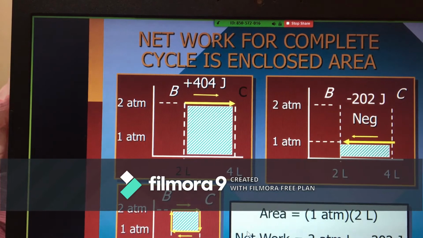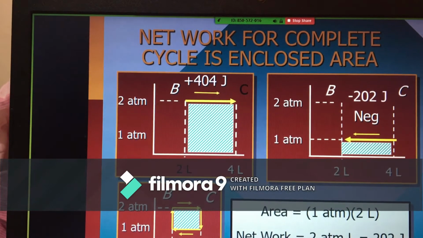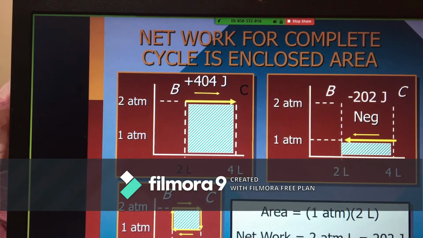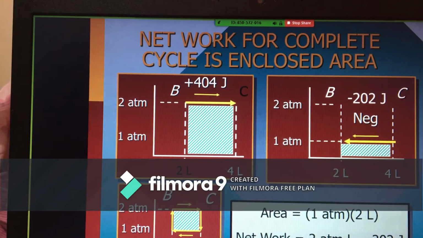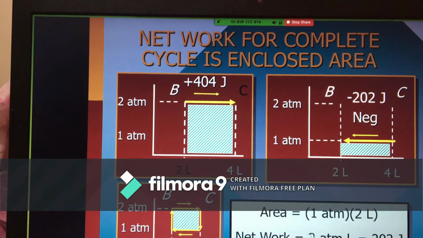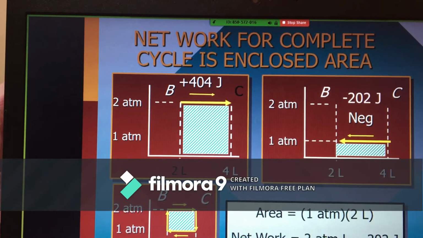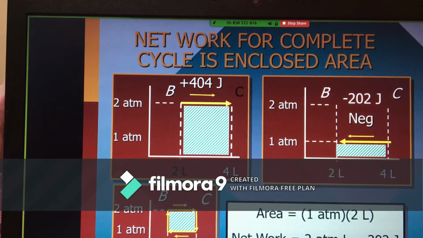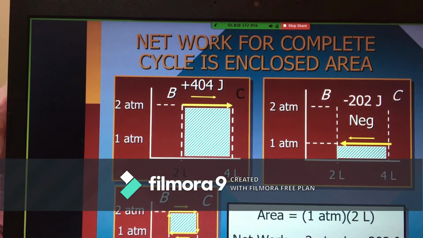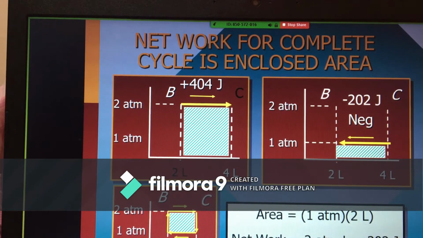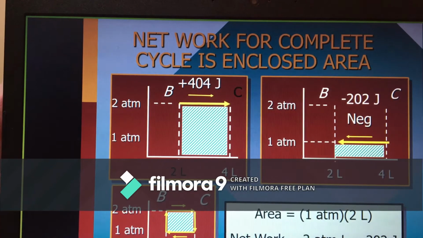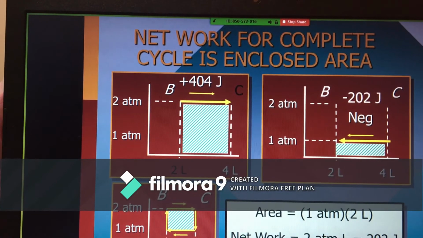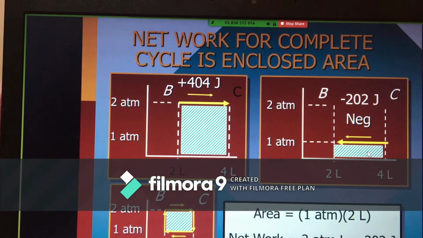Okay, so therefore the net work, class, is equivalent to 2 atmosphere L. So multiply lang natin itong dalawa, so we have 2 atmosphere L, and that is equivalent to 202 joules, because 1 atmosphere is equal to, ano yan, class? What is 1 atmosphere? 1 atmosphere is equal to 101,300, right? Okay, this is the net work.